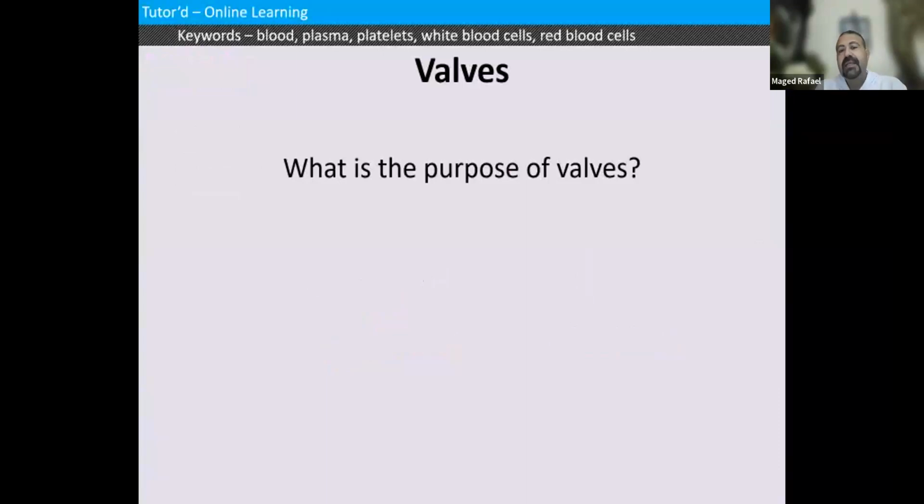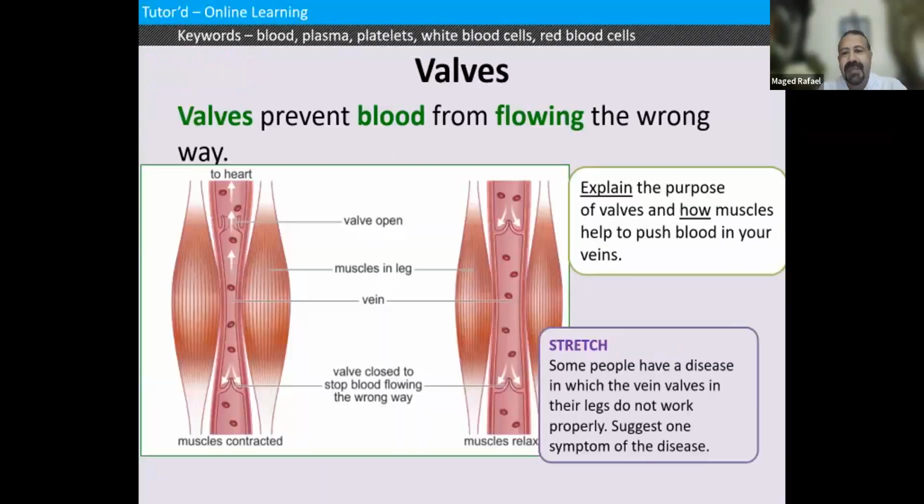Okay. So we have mentioned now the main function of the valves, and as we said, it prevents backflow of blood, to make sure that the blood is going in one direction. And this is with the help of the skeletal muscles. When the muscle contracts, the vein will be squeezed and the blood goes in one direction. When the muscle relaxes, valves will be closed and this will prevent the backflow of blood.